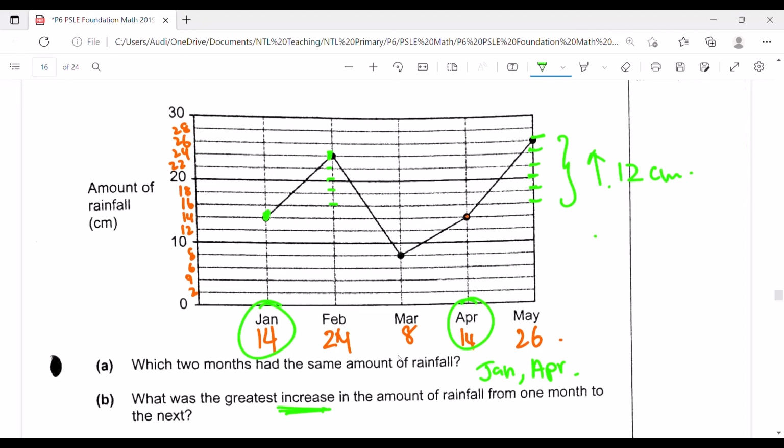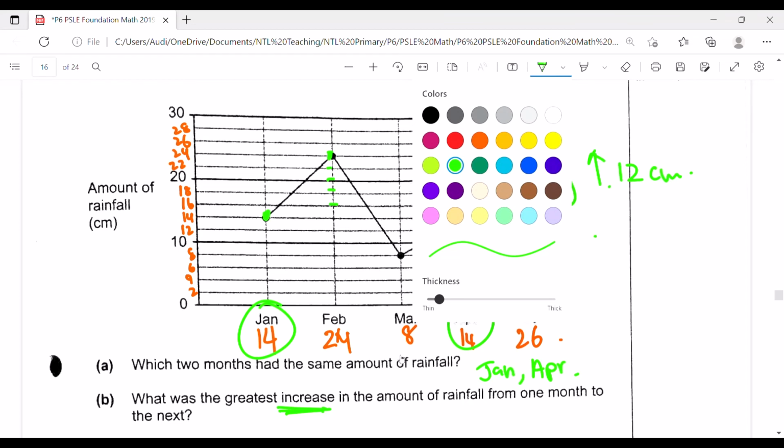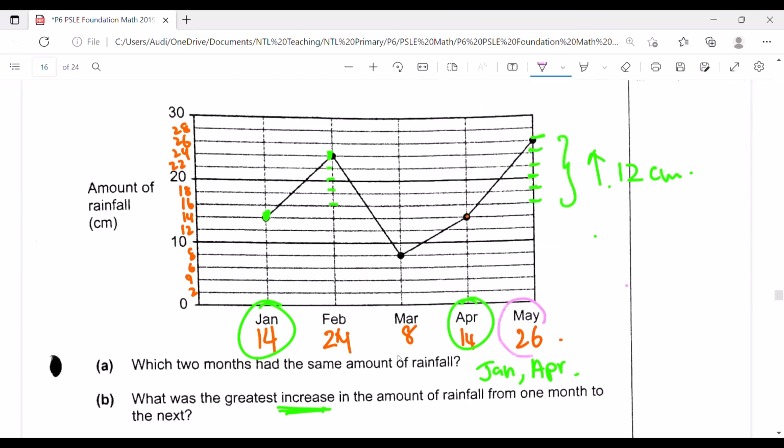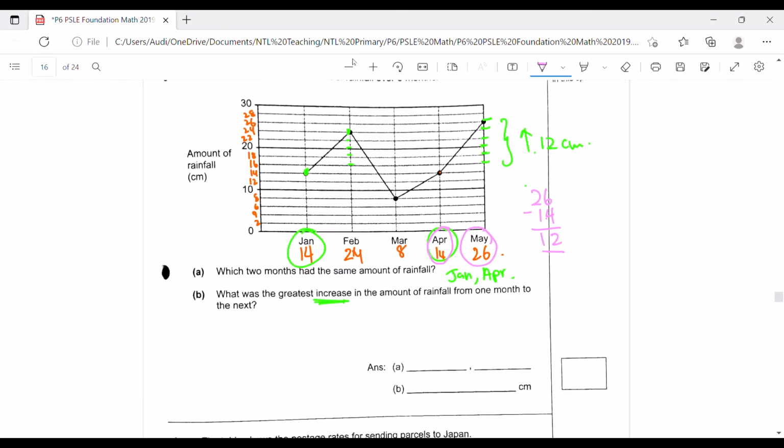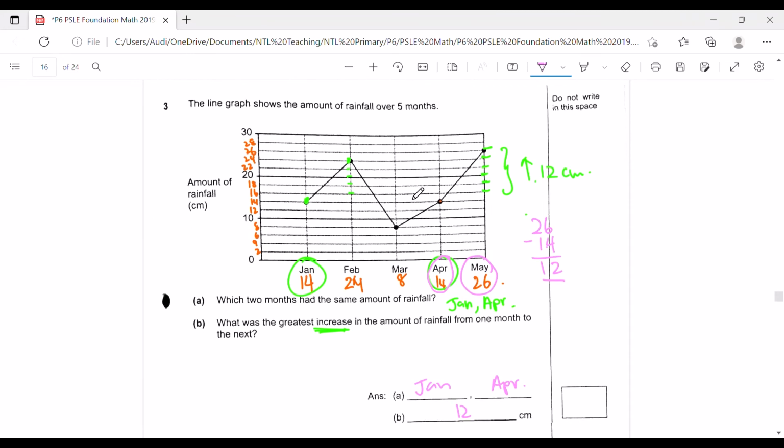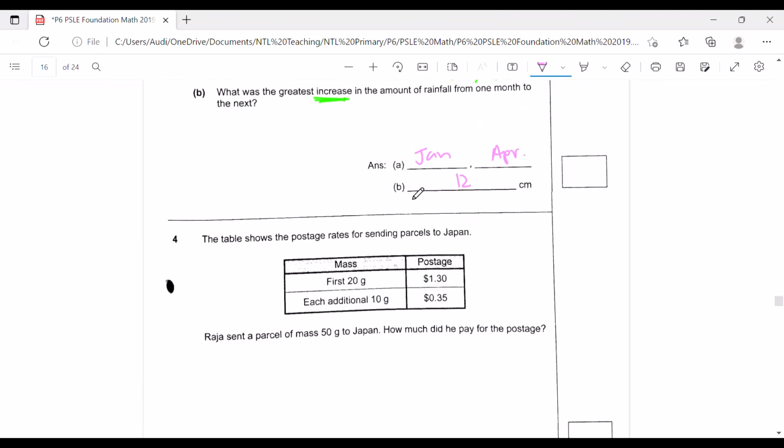Now another way is to look at May, which is 26, and then you look at April, which is 14. Then you just minus off. 26 minus 14, so you get 12. Same answer, 2 different methods. Okay, so our answer for A will be January and April. Our answer for B is 12 cm. Press pause, try this question. Once you're done, you can resume the video.